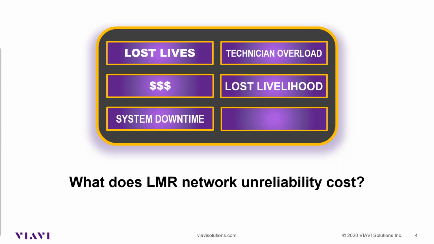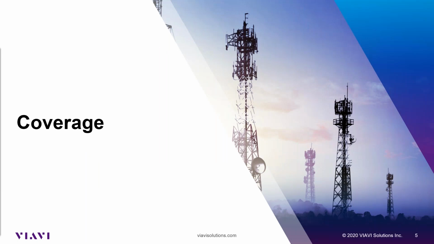So we're going to start out talking about coverage, and again, I want all this that we go over to give you something to think about as we look back on that question: the cost of network unreliability. So we're going to talk about coverage here and the things we can do that will affect that coverage, improve it, verify it, etc. Talking about indoor coverage.